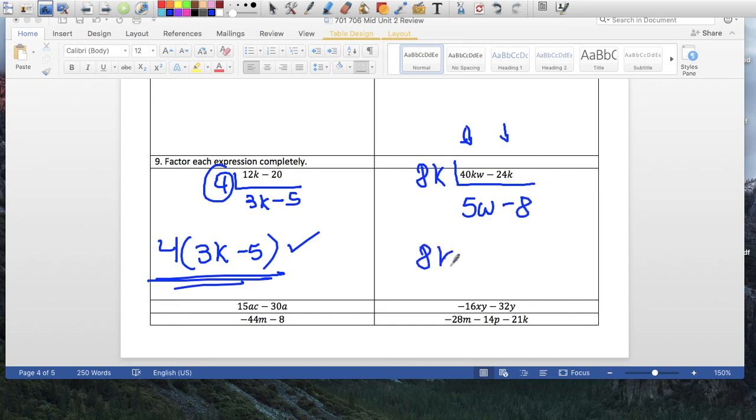So now, if I write this, I'm going to get this. 8 is shared by 40 and 24. K is shared by 40kw and 24k, right? And then if I multiply this, look what I get. 8 times 5 is 40, check. K times w is kw, check.